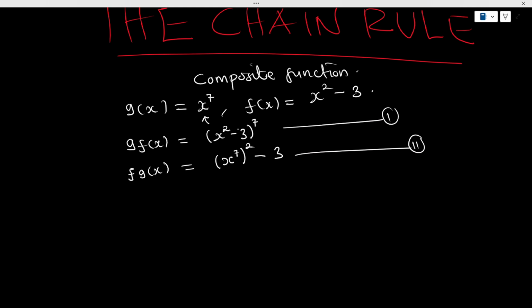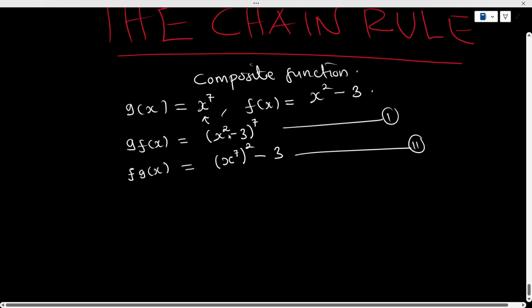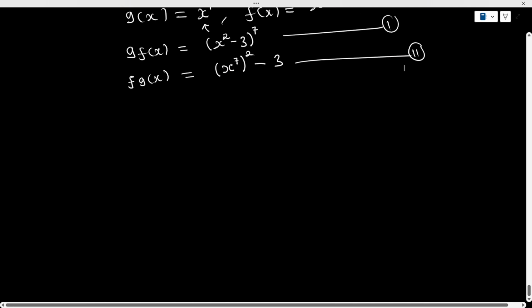So these two functions are called composite functions. The chain rule is going to help us to know how to deal with these composite functions. If you want to find the derivative of this function, or the derivative of the second composite function, how do we do that? We're going to be using the chain rule. Now the chain rule states this.